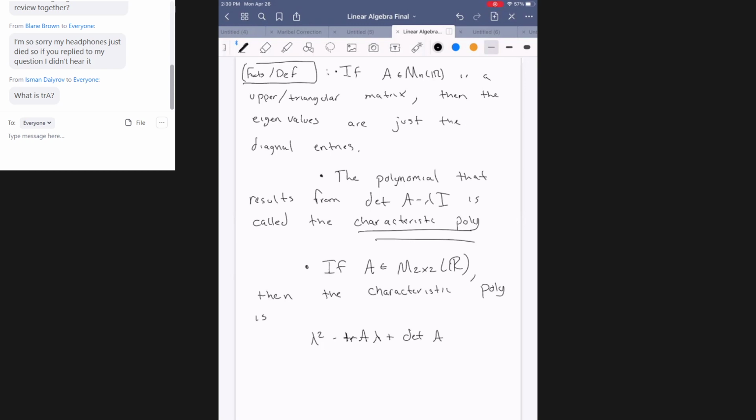So this is the trace. The trace of a matrix A is just the sum of the diagonal entries. Even if it's just any n by n matrix, you just add up the diagonal and that's the trace. Okay, so I think that's enough for all that stuff.